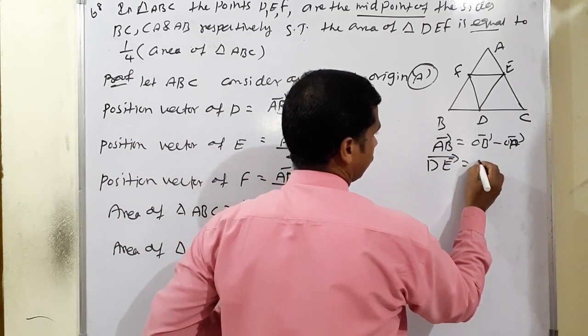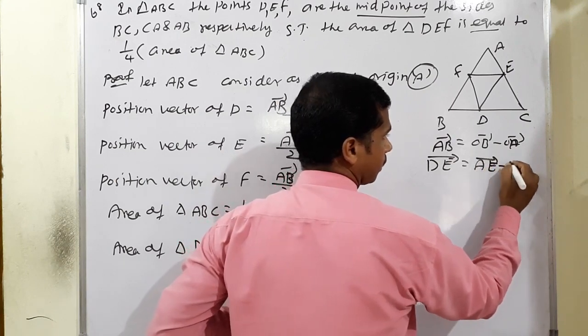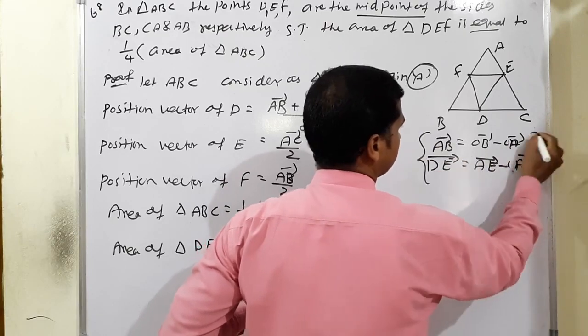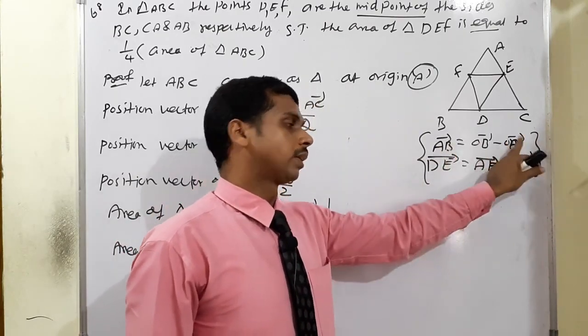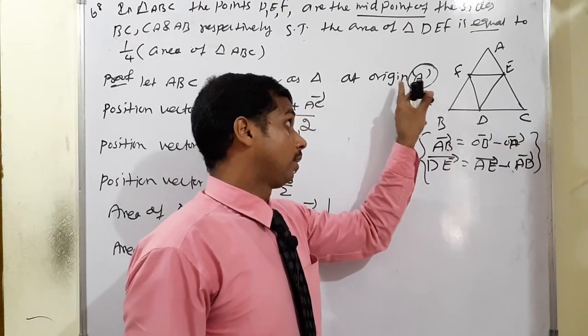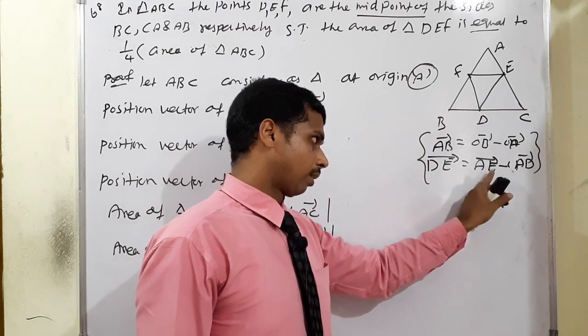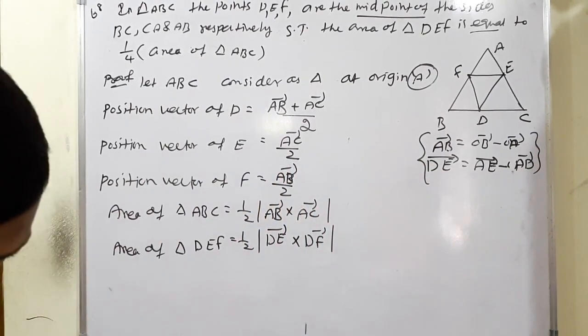DE vector is equal to, definitely with origin point A, no? Therefore we can write it as AE vector minus AD vector. One of the important conditions: when the origin is point O, AB vector is equal to OB vector minus OA vector. But here we have considered origin A, so DE vector is equal to AE vector minus AD vector. Okay, now here what will happen?